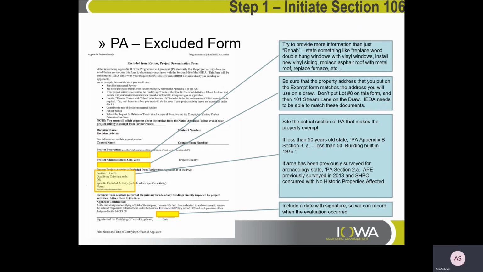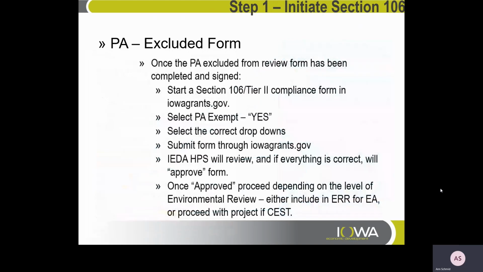So if your property were less than 50 years old, you would say PA Appendix B, Section 3A, less than 50, building built in 1976. If the area has been previously surveyed for archaeology, you could say PA Section 2A, APA previously surveyed in 2013. You'll want to include a signature and a date, as this information will be entered in the Iowa grant system when we receive the uploaded version of this form.